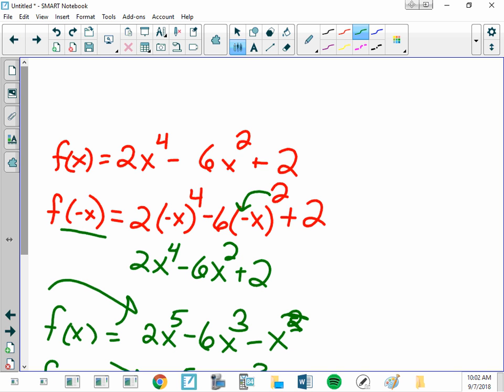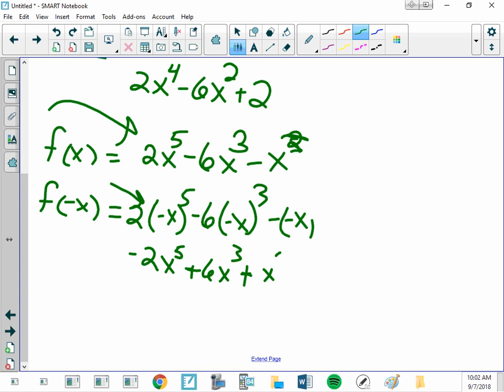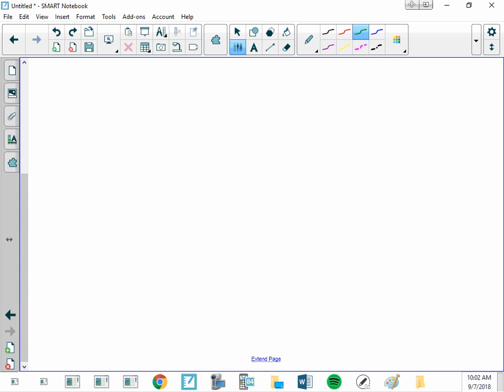Okay? So if you have nothing but even exponents, and by the way, this one is x to the 0, which we're going to count as an even number. 4, 2, 0, even function. Down here, 5, 3, 1, odd function. If you have some combination of odd and even exponents, it's neither. Okay? What about absolute values?